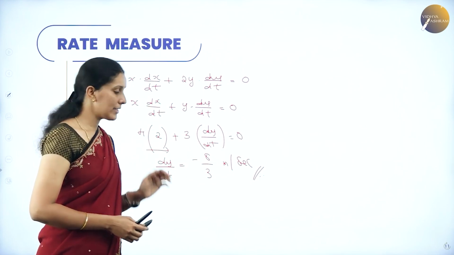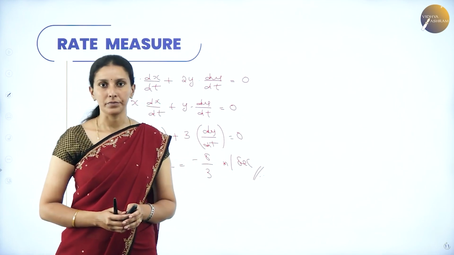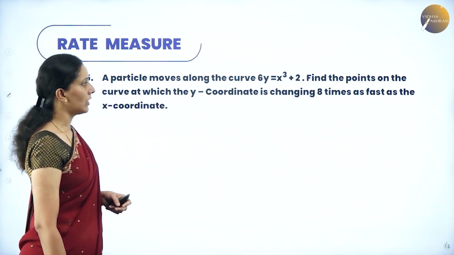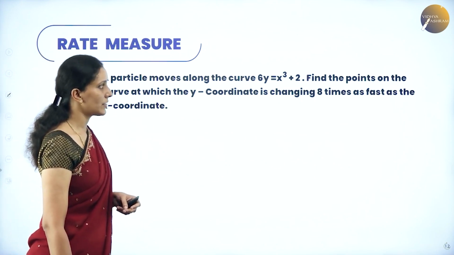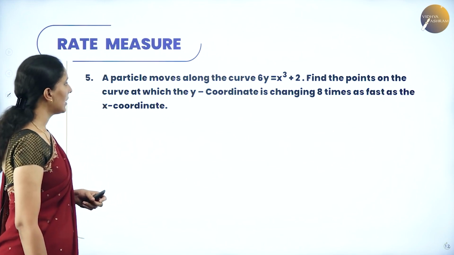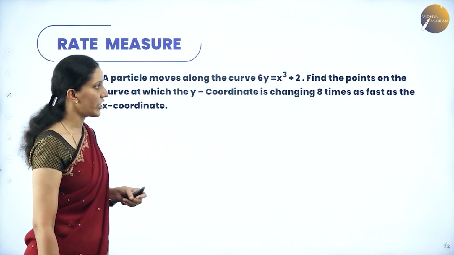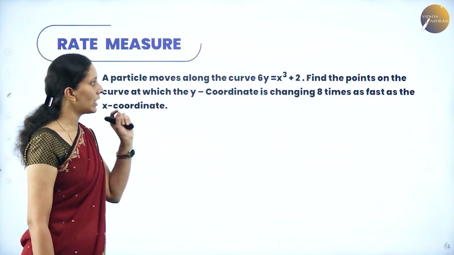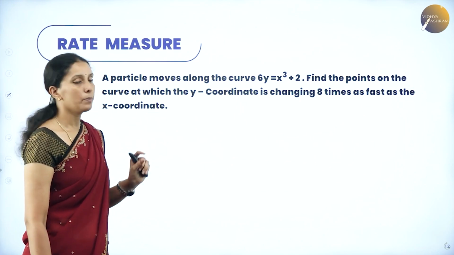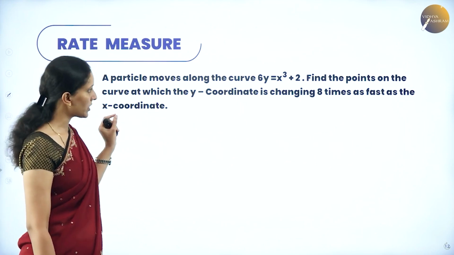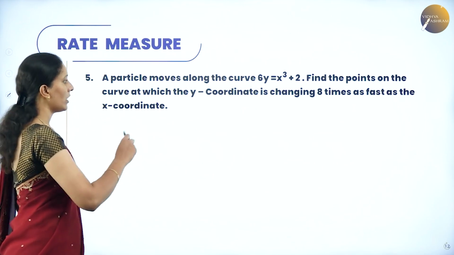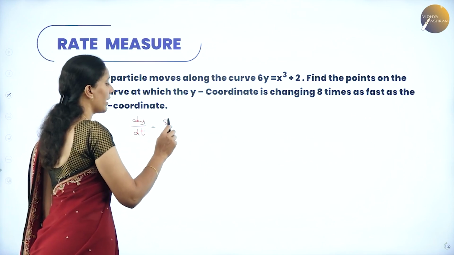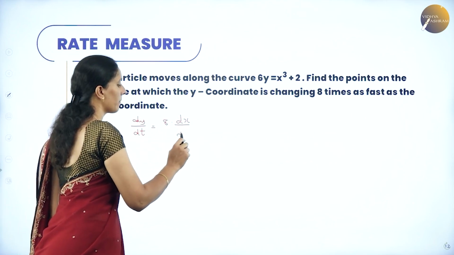Since the height is decreasing, here the sign is negative. Next question. A particle moves along the curve 6y is equal to x cube plus 2. Find the points on the curve at which y coordinate is changing 8 times as fast as the x coordinate. So here the equation is given and the relation between the y coordinate changing with respect to x coordinate is given. So therefore here dy by dt is equal to 8 times dx by dt.